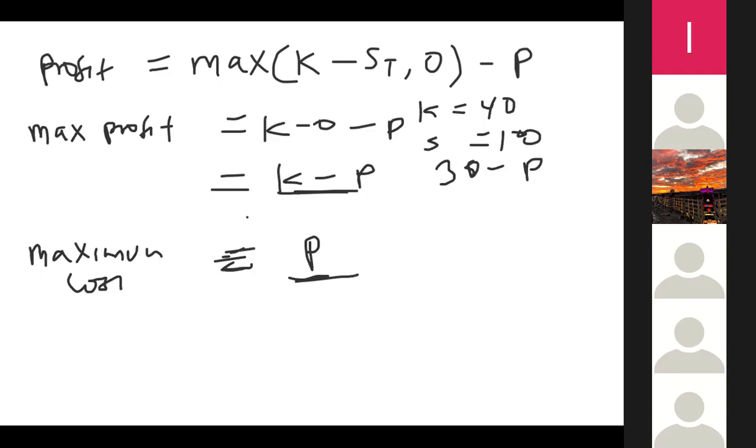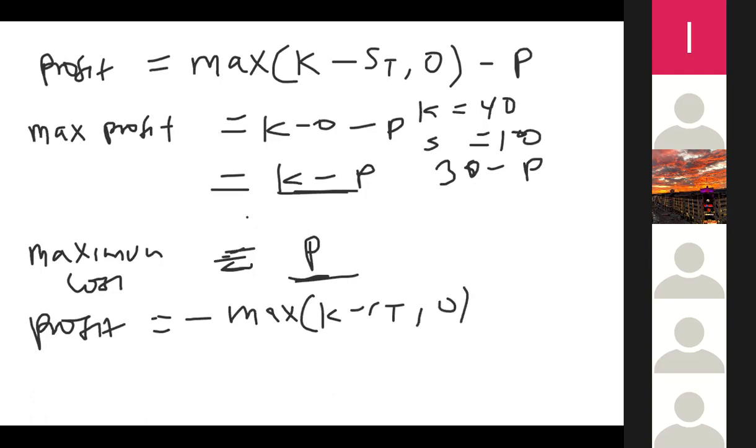So when you take a short position, the profit is going to be what? Minus maximum of K minus ST, 0, plus P. Is that okay? Which is the same as the minimum of... Is it K minus ST or ST minus K? No, we are looking at a put, so it's K minus ST. Oh, okay. So it's the minimum of ST minus K, 0, plus P. Is that okay?